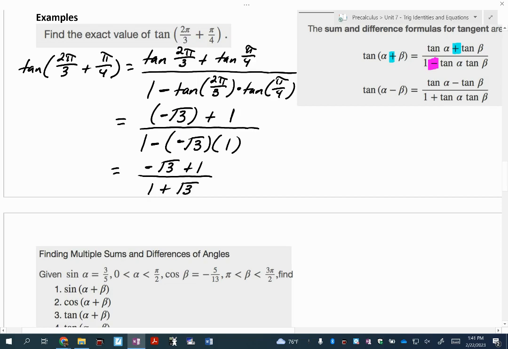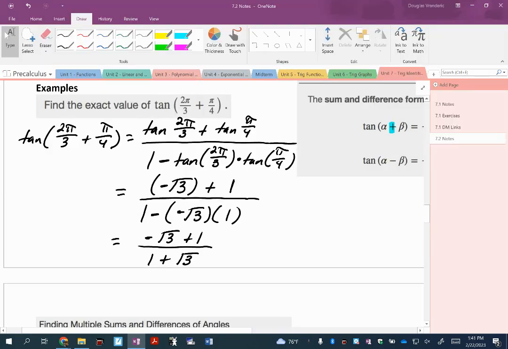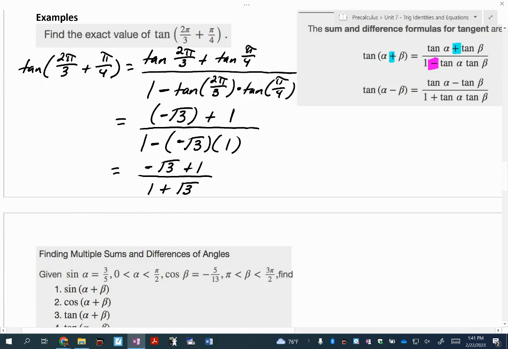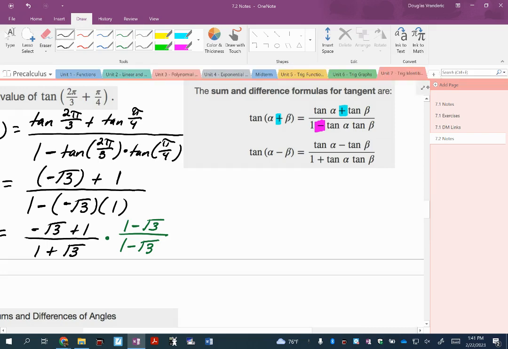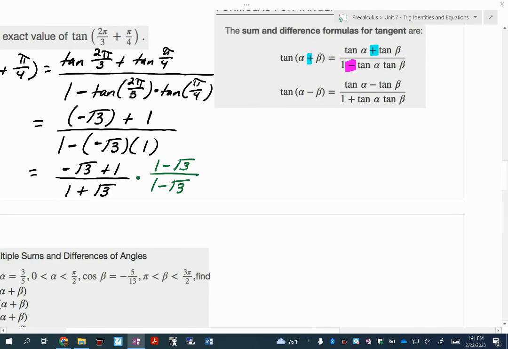And if you wanted to leave it like this, that's fine. But I'm not going to leave a radical in the denominator personally. So I'm going to multiply the top and bottom by what we call the conjugate, which is 1 minus the square root of 3. You'll notice that the conjugate here is essentially you copy the denominator, but you change the sign. So when I multiply in the denominator, you'll notice the middle terms will make 0.